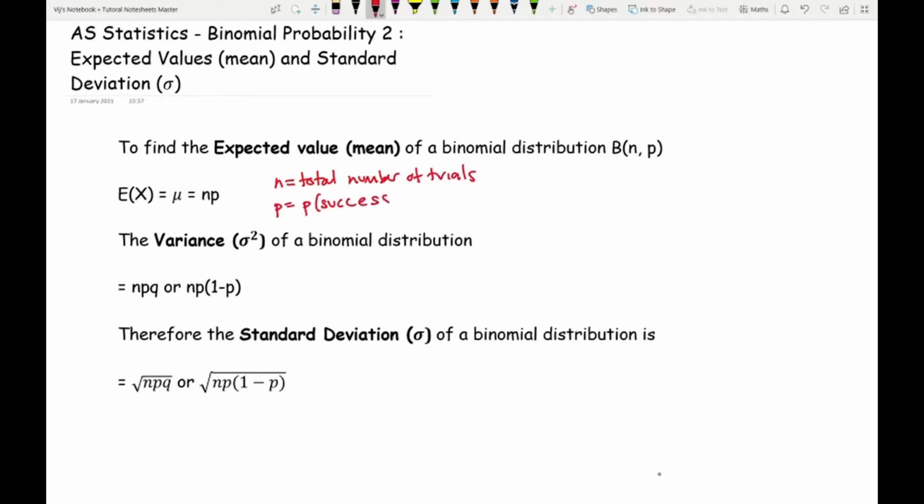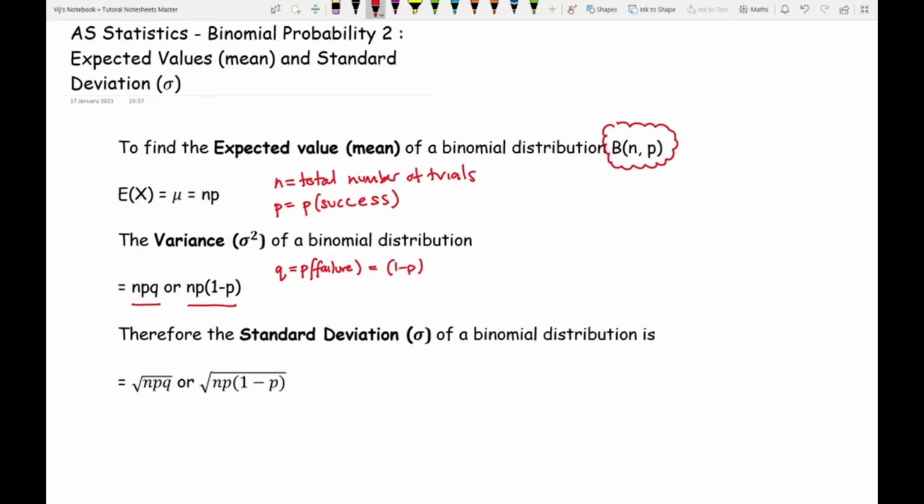And both of those two things are given in the general notation of a binomial distribution, either in this form as you can see on the screen, or in the form of a worded description. Now, working out the variance, or sigma squared, we can either use the formula npq or np times (1 minus p). Now, q is the probability of a failure, and can therefore be worked out as 1 minus p, because obviously you can only get two possible outcomes, success or failure. So if the probability of a success is p, the probability of failure is going to be 1 minus p.